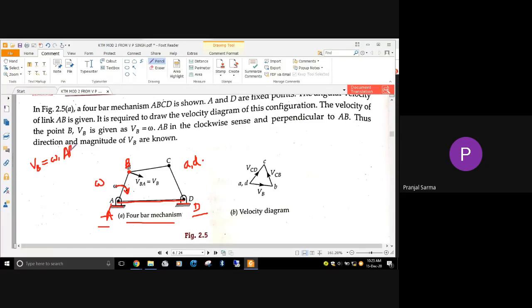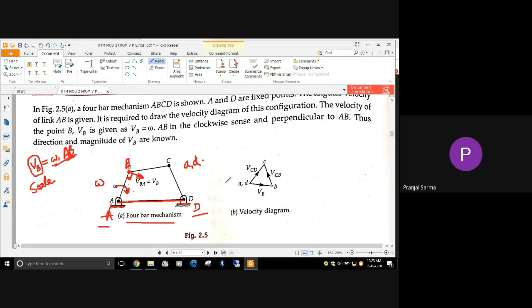When you are solving a problem, you will have the numerical value of omega, and similarly the AB length, so you will get a numerical value of VB. Now you consider a proper scale. Whatever VB value you have obtained will be in the clockwise sense, and the direction will be perpendicular to this link AB itself, because we already know this direction is perpendicular. This way VBA or VB will be there.